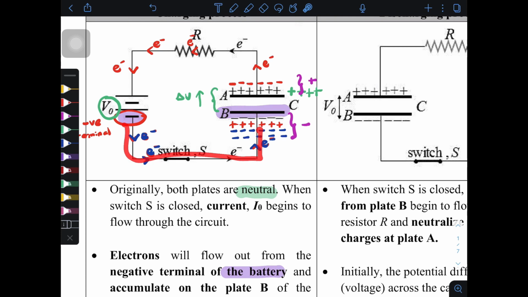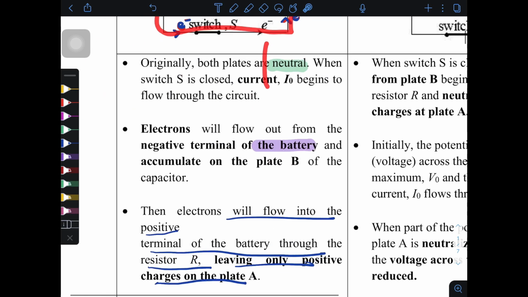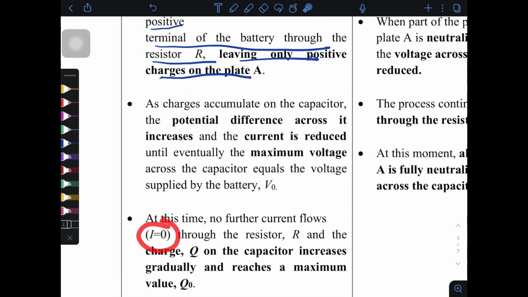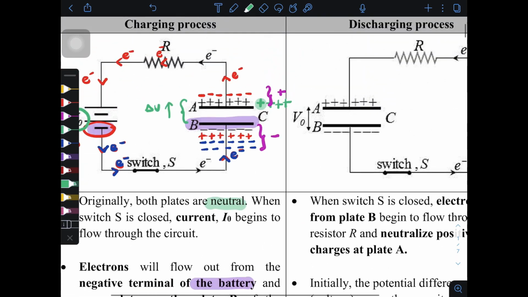Maksudnya, current only flow kalau ada moving of electron. Okay, so bila dah tak ada current flow, then I is equals to 0. So at this point, the charge on the capacitor increase gradually and reach maximum value of Q0. So at this point, maksudnya dia dah fully charged sebab Q dekat sini equals to Q0, maximum charge.